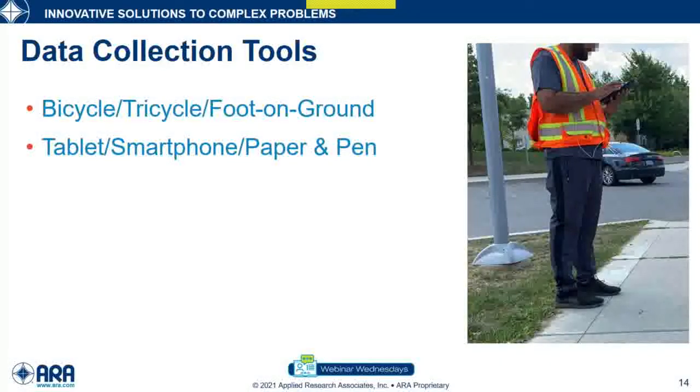There are tablet or smartphone applications, as well as traditional paper and pencil options for recording. For bicycle and pedestrian paths, foot on ground surveys can work to inventory and assess those path conditions. Foot on ground surveys can allow for more detailed surveys, but they're definitely more time consuming and certainly less productive on a mileage basis per day.